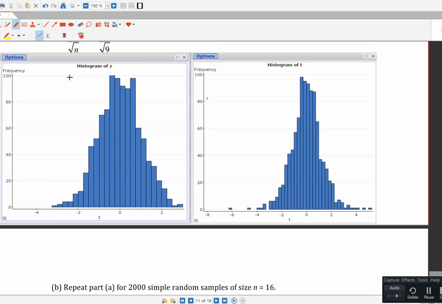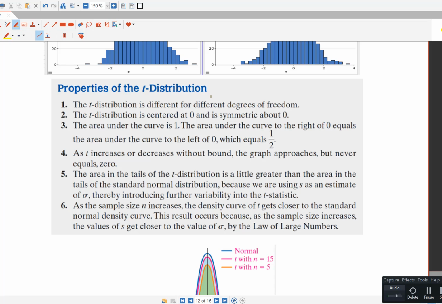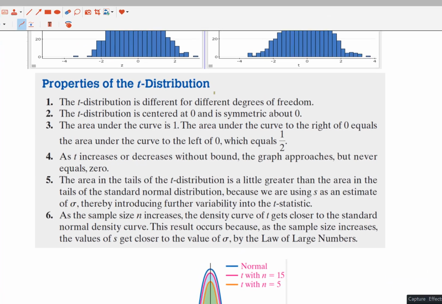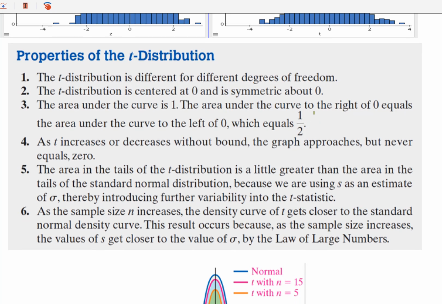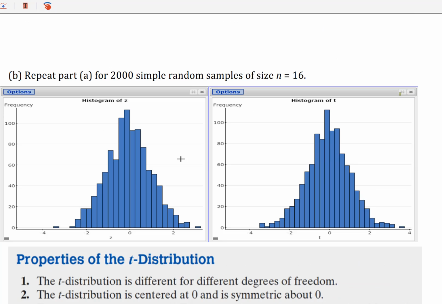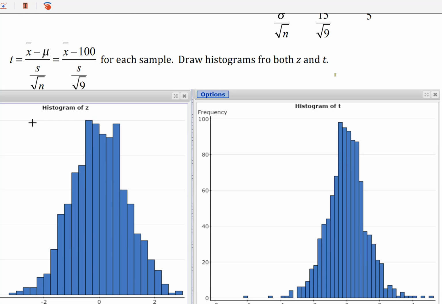Again, you now know that's because students' T distribution is asymptotically normal, okay? So I'm hopeful now that these properties that I'm about to share with you are going to feel reasonable based on our little simulation. Number one, the T distribution is different for different degrees of freedom. Isn't that pretty clear from the 2 graphs that we created? Right? This student's T distribution with sample size 16 was different than it was for a sample of size 9.